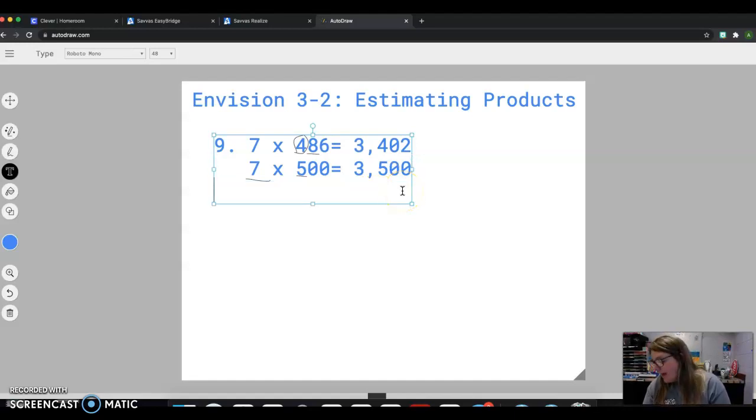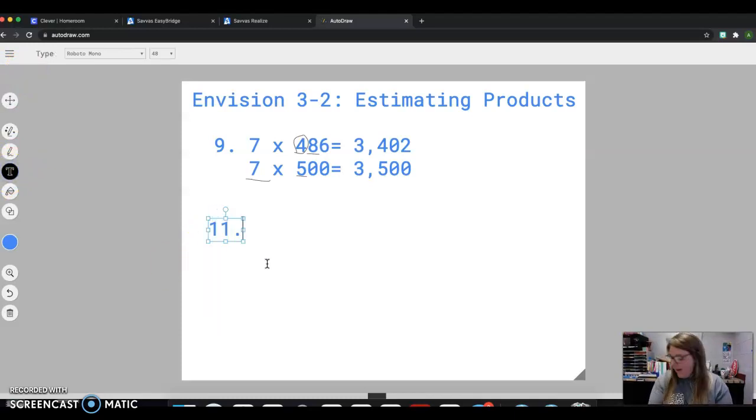Okay, now the last part of numbers 9 through 11 on page 87 are asking you, was this estimate reasonable? So is 3,500 close to the exact answer of 3,400? Is this estimate reasonable? And you would circle, yes, it is reasonable. Okay, so let's look at one more, and then we will move on for today.